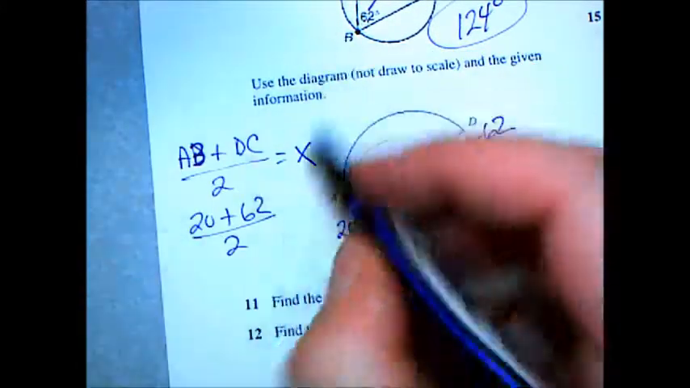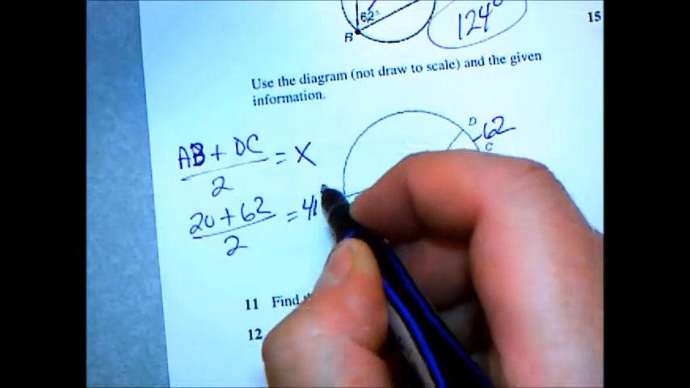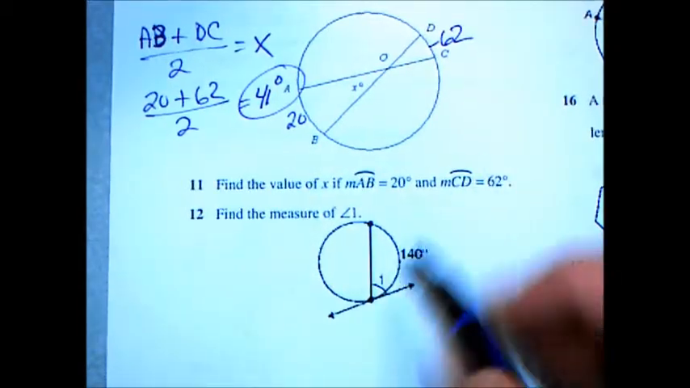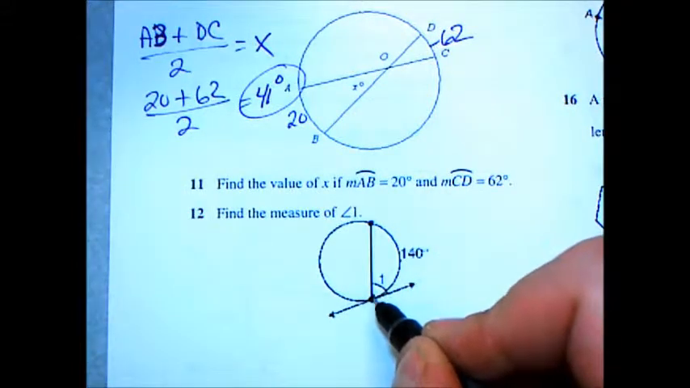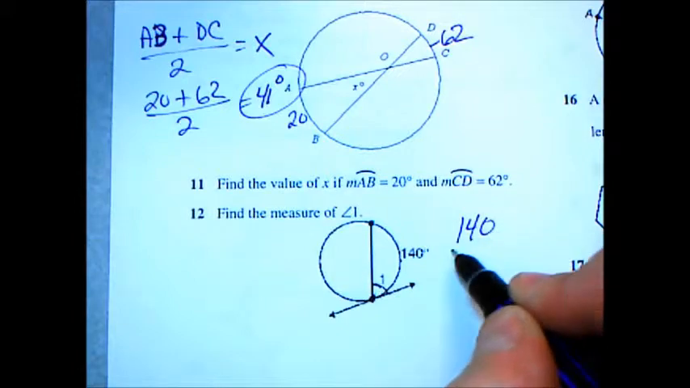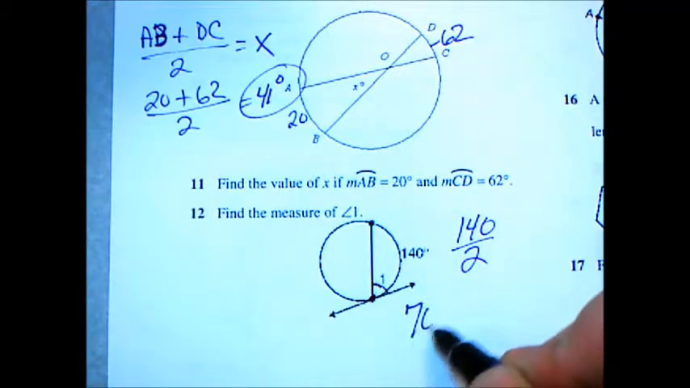Gives me 41. On 12, angle 1 is an inscribed angle, even though it's on the side. So I'm going to take the 140 and divide by 2. That means 1 is 70 degrees.